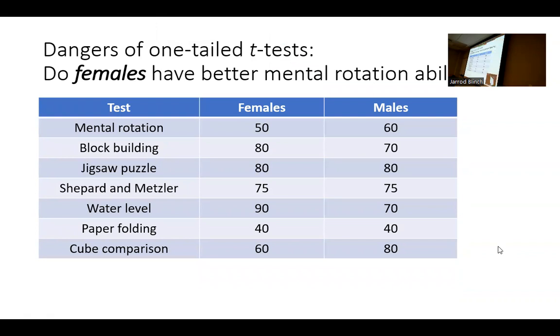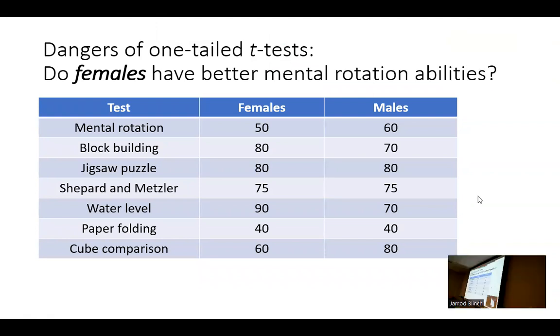There are other dangers associated with one-tailed t-tests. I'm trying to demonstrate that here. This is relevant to some of the research I do. Let's say you have two researchers and they both are testing something similar. The first researcher wants to know, do females have better mental rotation abilities? And what they do is they test females on 7 different tests of mental rotation.